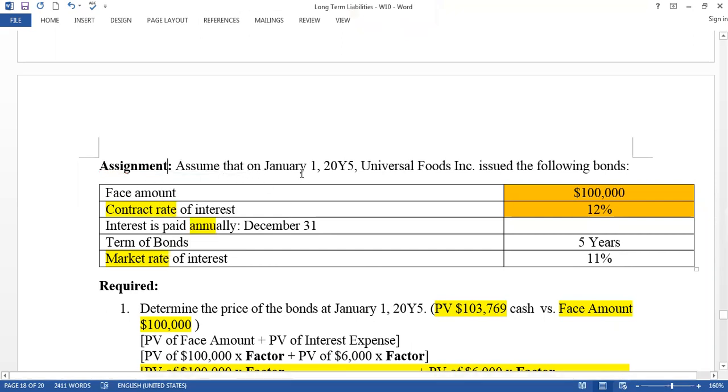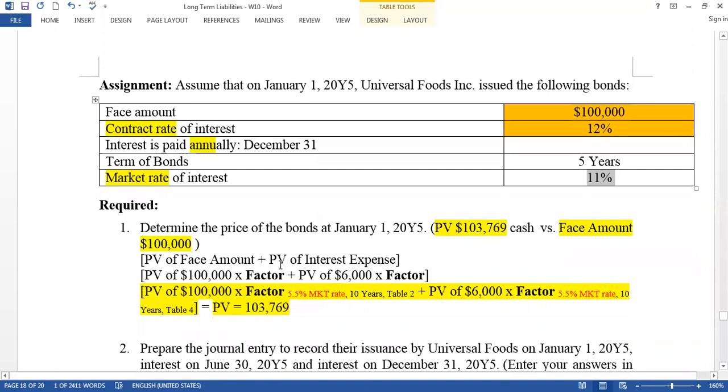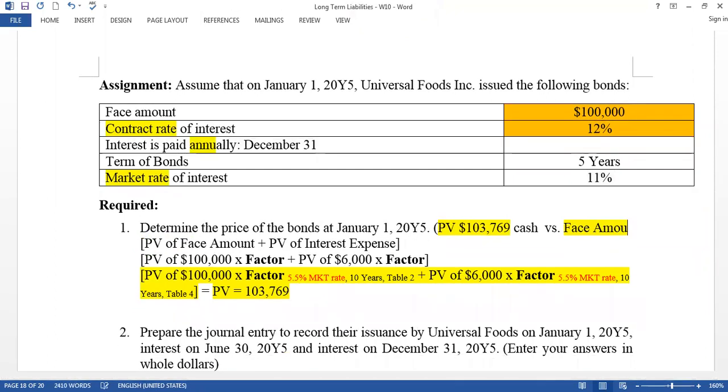Assume that on January 1st, 2015, this company issued the following bonds. Face amount $100,000. Then contractual interest rate 12%. Interest is paid annually. Before it was semi-annually, right? I write here annually. Annually means how many times? You know that. One time, right? Then term of the bond 5 years. Then market interest rate is 11%. Then I can ask you a question, determine the price of the bond.